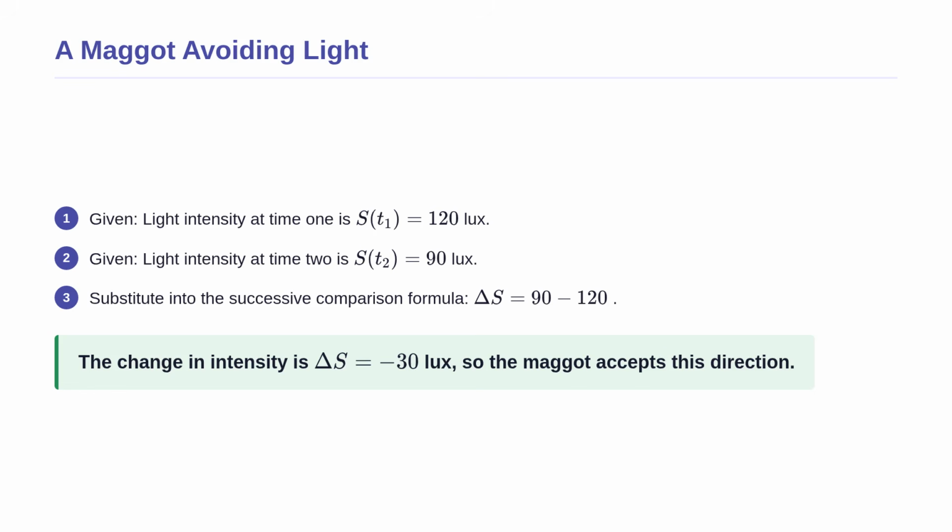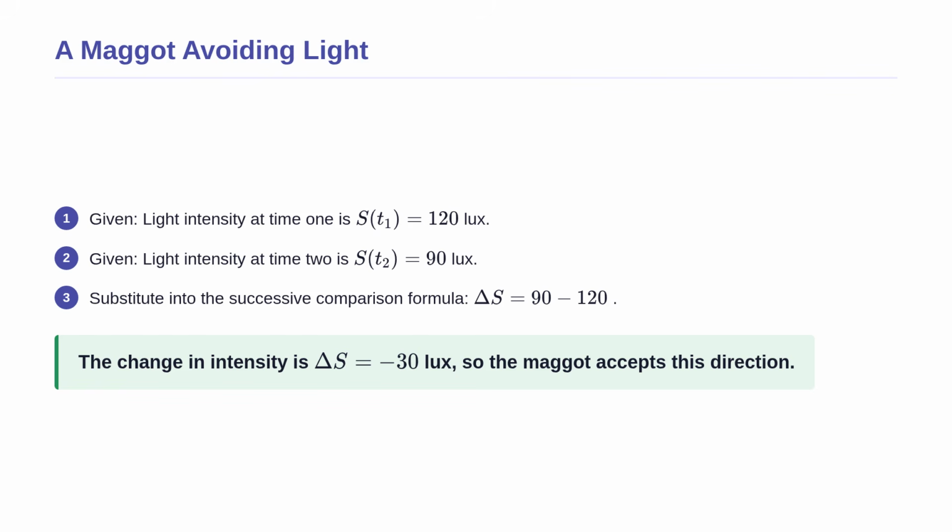Let us apply this formula to a real biological scenario. A maggot is trying to move away from a bright light source, a behavior known as negative Klinotaxis. It swings its head to the right at time 1 and measures a light intensity of 120 lux. It then swings to the left at time 2 and measures 90 lux.